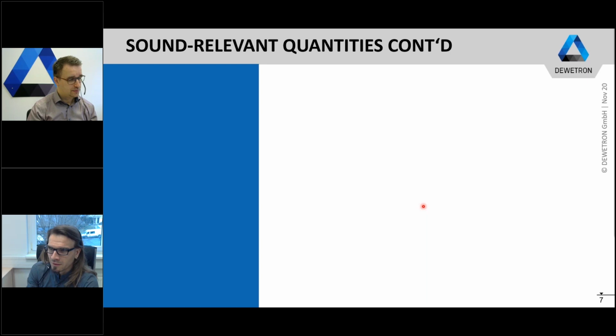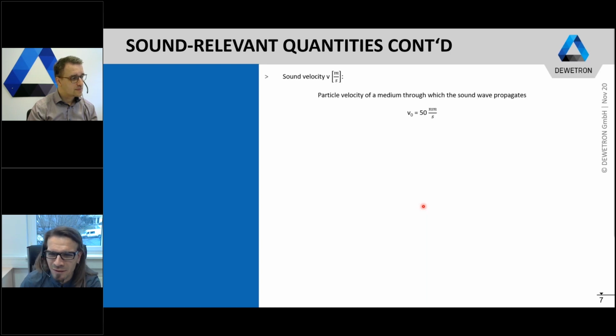I want to introduce 2 or 3 additional values, and then the theoretical background is finished. Because in acoustics, we always talk about the sound velocity commonly, which is also a velocity, a speed, because it has the engineering unit meters per second as well. But this must not be mixed up with the speed of sound. The sound velocity instead describes the particle velocity of a medium through which the sound wave propagates.